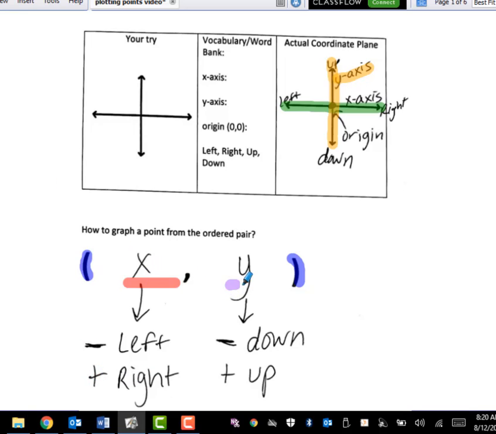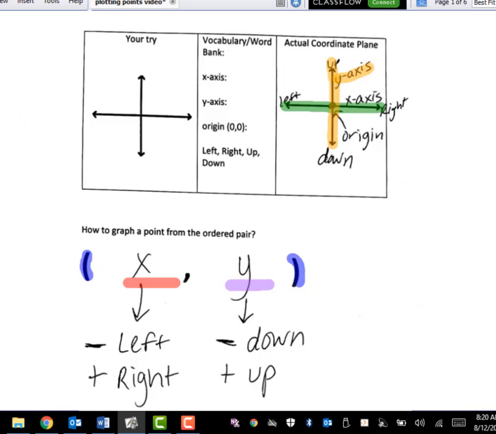The second number is always your Y number, and that's going to tell you whether you're going to move up or down. So that's also going to depend on whether it's a positive or negative number. So if it's a negative number, that means you're going to move down that many. And if it's a positive number, that means you're going to move up that many.